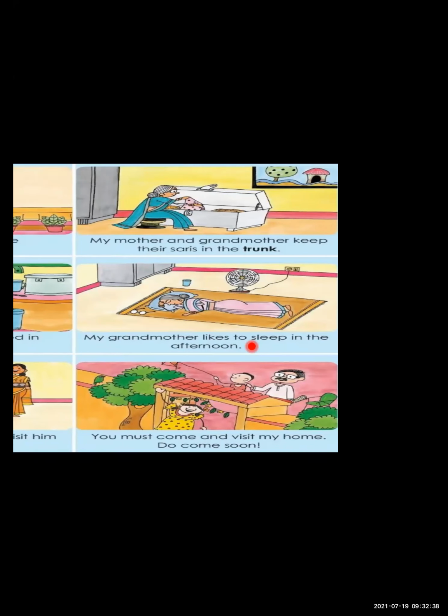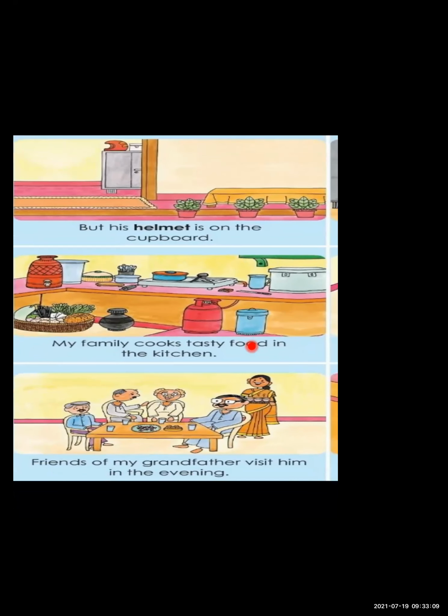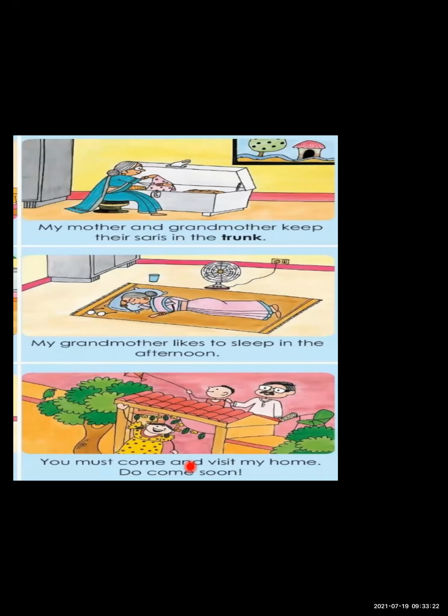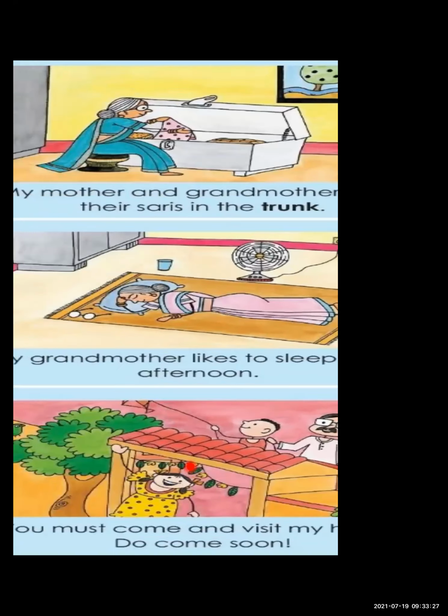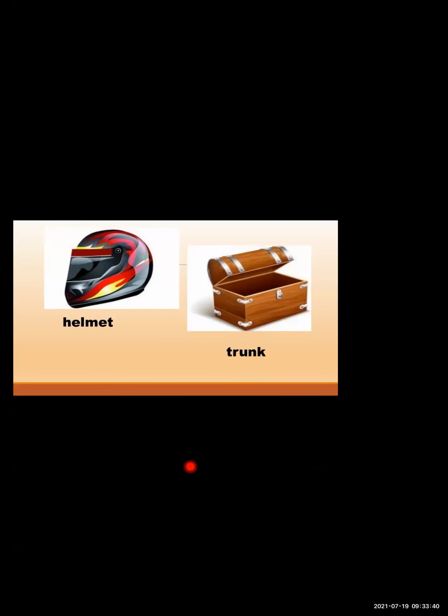Next, what is she telling? My grandmother likes to sleep in the afternoon. In your home also, your mummy or you or your brother or sister may be sleeping in the afternoon. Next, friends of my grandfather visit him in the evening. You must come and visit my home. Do come soon. The girl is telling, you also come to my home.